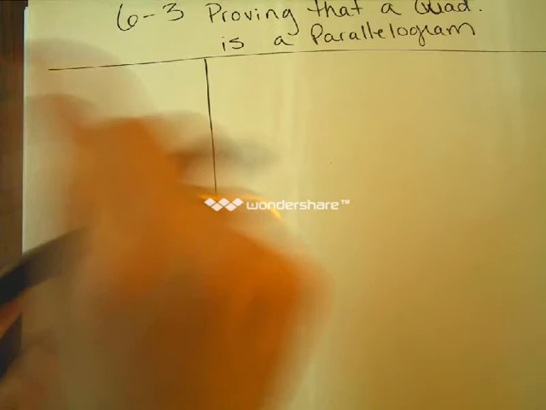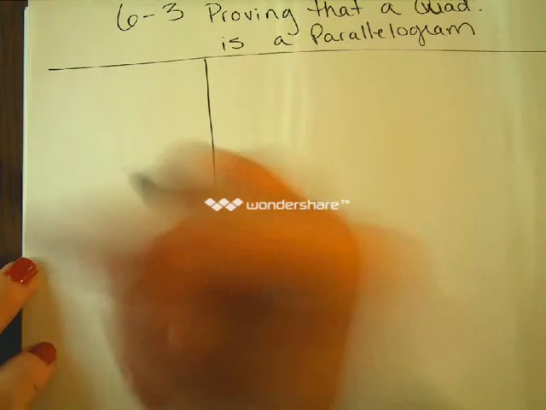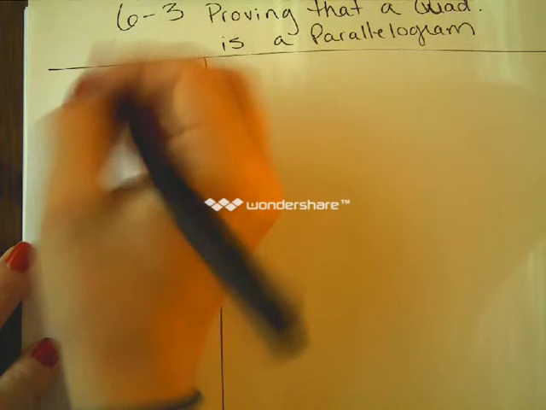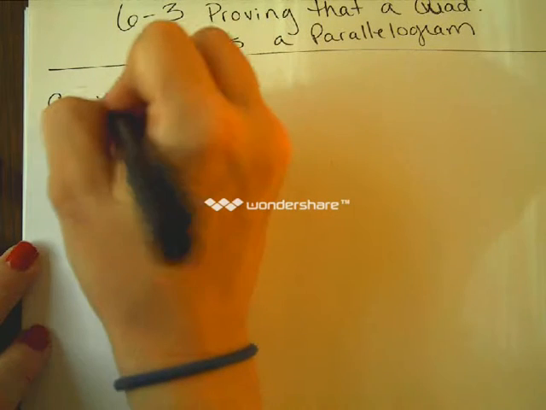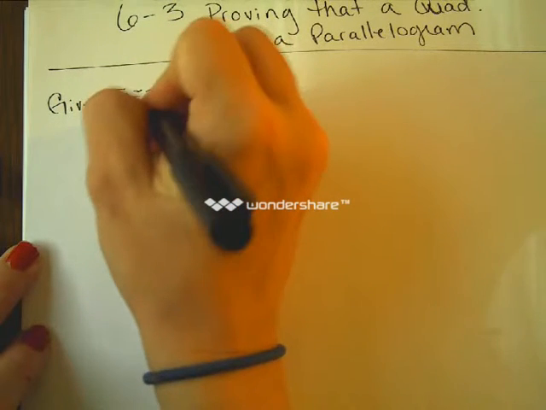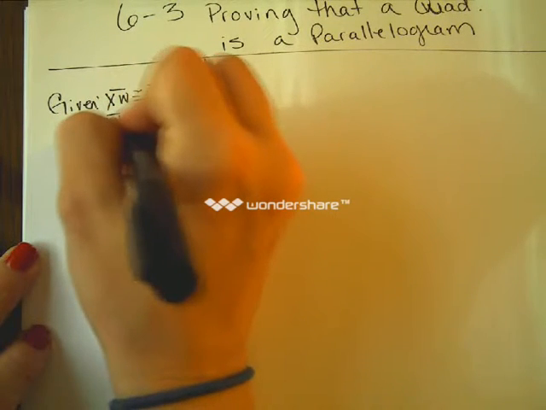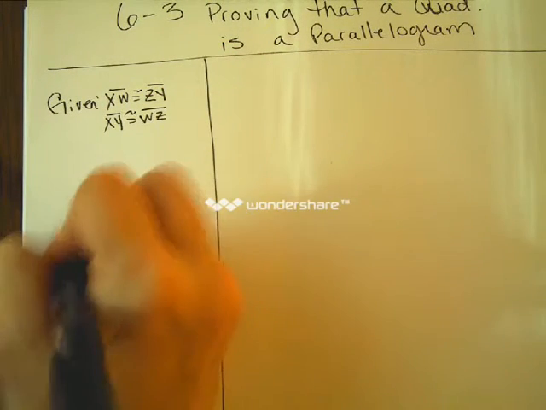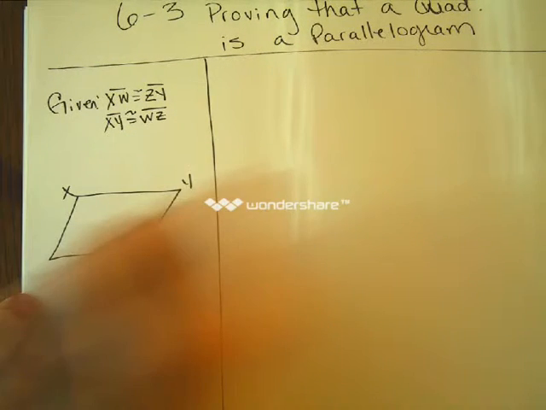So the way this proof is set up for you, it says given XW is congruent to ZY and XY is congruent to WZ. Okay, the picture is just a parallelogram, labeled W, X, Y, Z. We assume that the sides are congruent, and then we're trying to prove that it is a parallelogram. And we are not allowed to use the theorem in its own proof. The only thing we can use is the definition. The definition says that in order for this to be a parallelogram, the opposite sides are parallel.